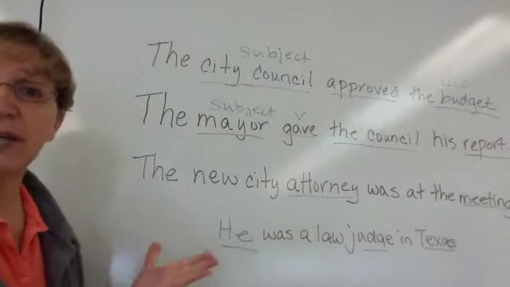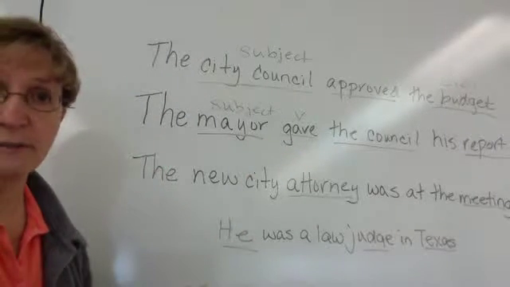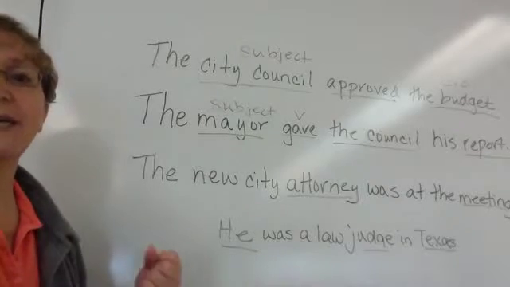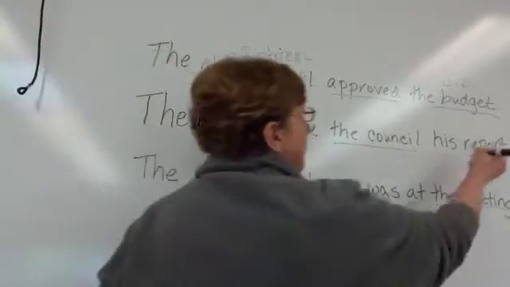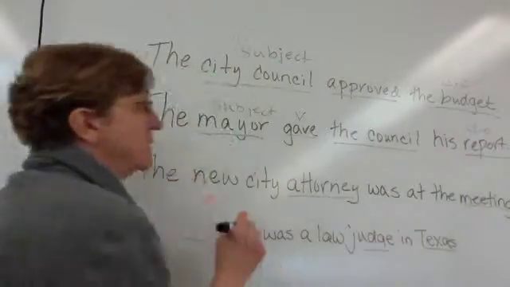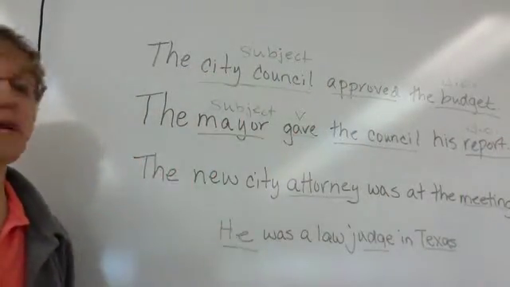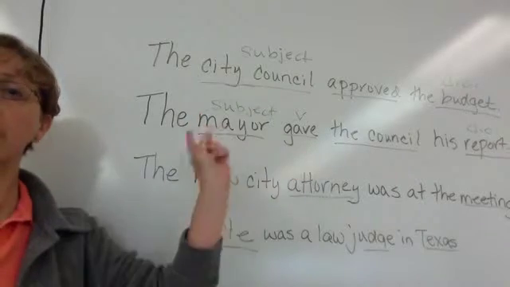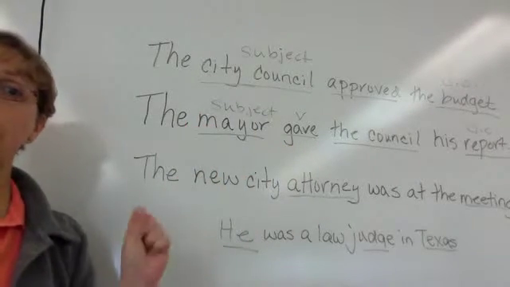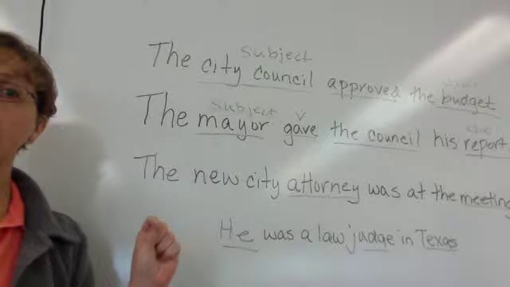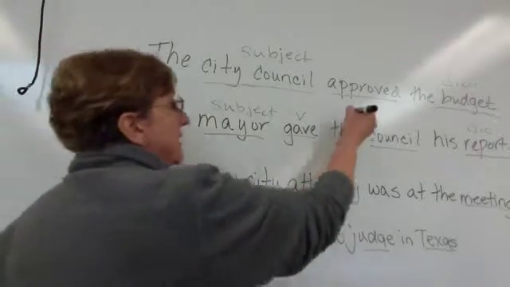The mayor didn't give the council. He didn't give the council over to somebody. Okay? He gave what? He gave his report. So the report is going to be the direct object. Okay? So the mayor gave his report is the direct object. The council is part of the action, but it's not directly part of the action. So if you did your tutorials, you'll know this is called an indirect object.